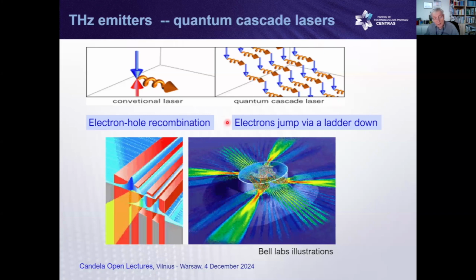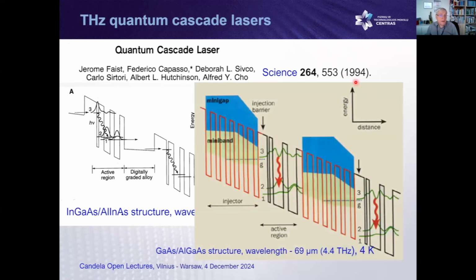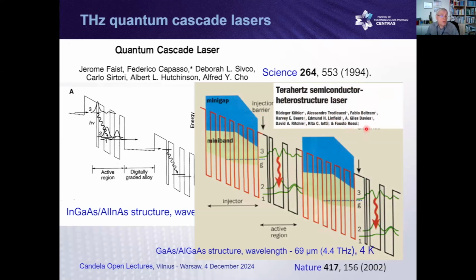Here, Bell Labs, in discovery and invention, illustrates how a quantum cascade laser can operate. The first one was developed in 1994 by Jerome Faist and Federico Capasso. It was an indium gallium arsenide structure operating in the infrared. But for terahertz it was a big issue, and it was developed much later, nearly 8 years later, using a gallium arsenide structure, with operation reached at 4.4 terahertz at 4K. Alessandro Tredicucci and his team, together with people from Leeds, developed this.